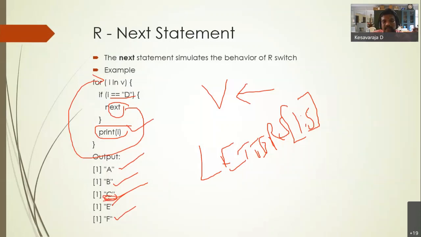So there are two loop control statements. These two statements are called loop control statements. One is called break, another is called next. In C programming, next is called continue. Here there is a statement called next.